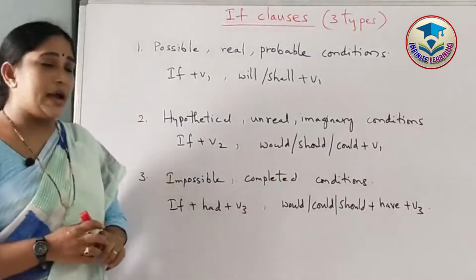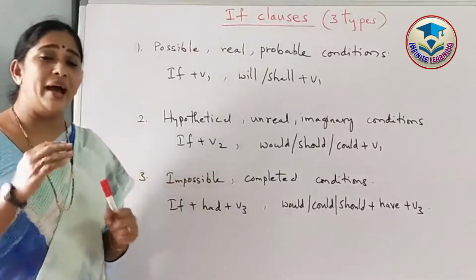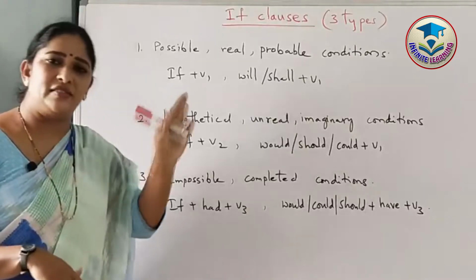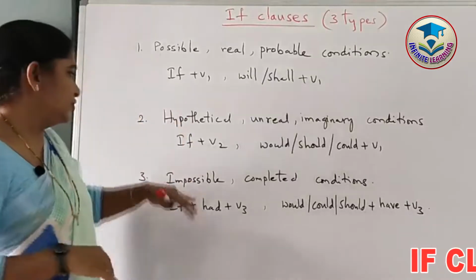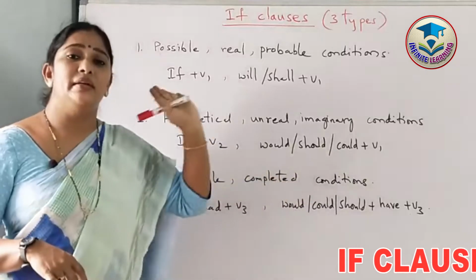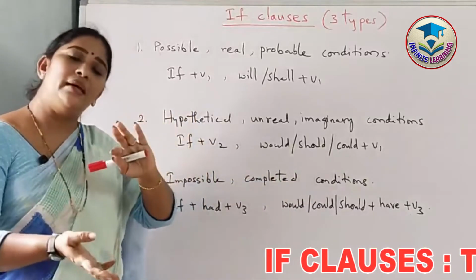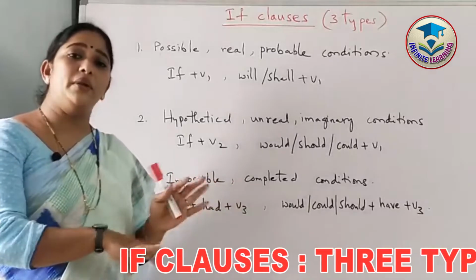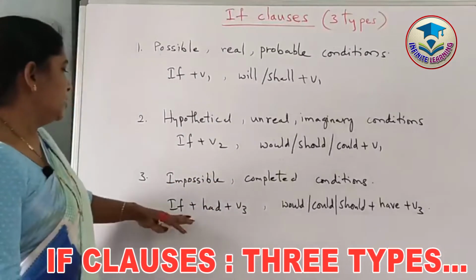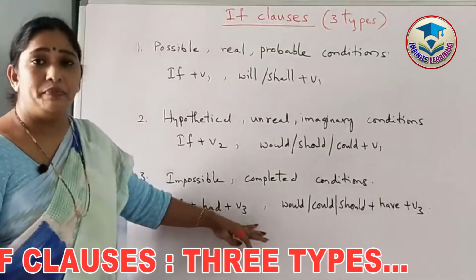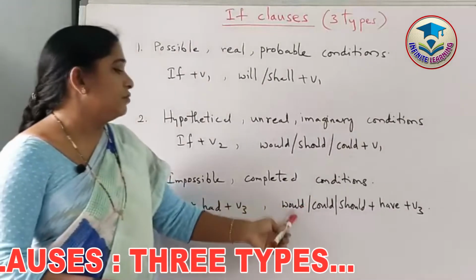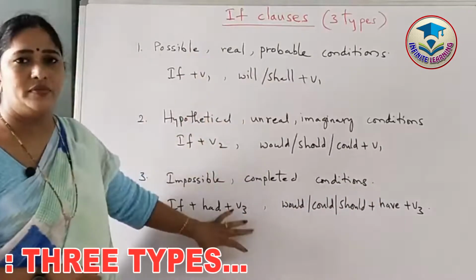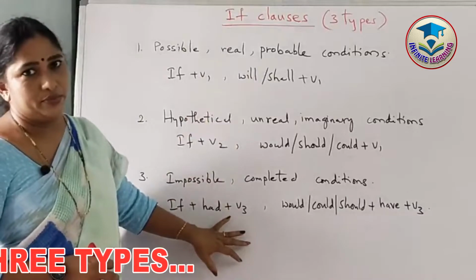And the third type is the impossible condition. It had already happened earlier, but that is not going to happen now; it is already past. So these are impossible, already completed conditions. We think that if it had happened, I would have done so. So in the third one, if plus had plus V3, and in the second half would, could or should plus have plus V3. These are the three types I'm going to explain in this video.